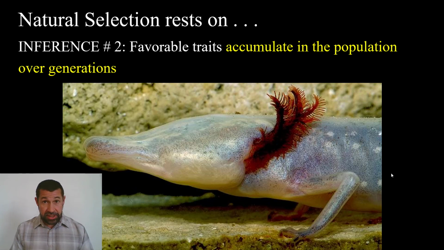And it's not just the salamander lineages. There are blind cave fish, blind cave shrimp, blind millipedes and centipedes and spiders. Natural selection has exerted similar selection pressures on different lineages which have colonized these subterranean environments. Favorable traits accumulate in the population over time.